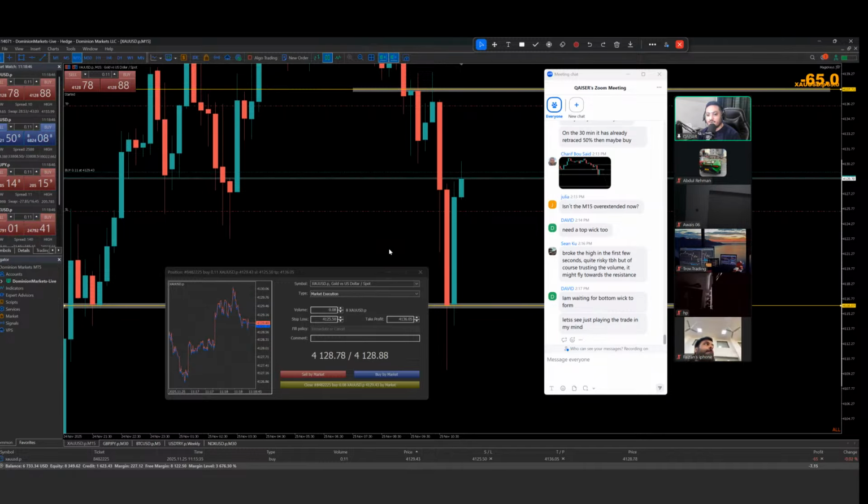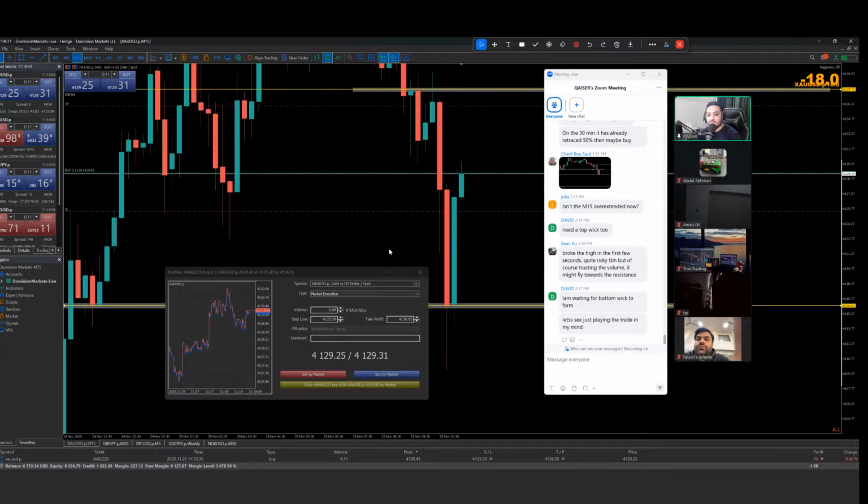It broke the high in the first few minutes of the second one, quite risky to be honest. But of course, trusting the volume, it might fly towards the resistance. Yeah, I'm trusting the volume, having a bias. I'm waiting for the bottom wick to form. Let's see, just playing with the trade in my mind. Yeah, that makes sense. You know what? I'm going to do something.